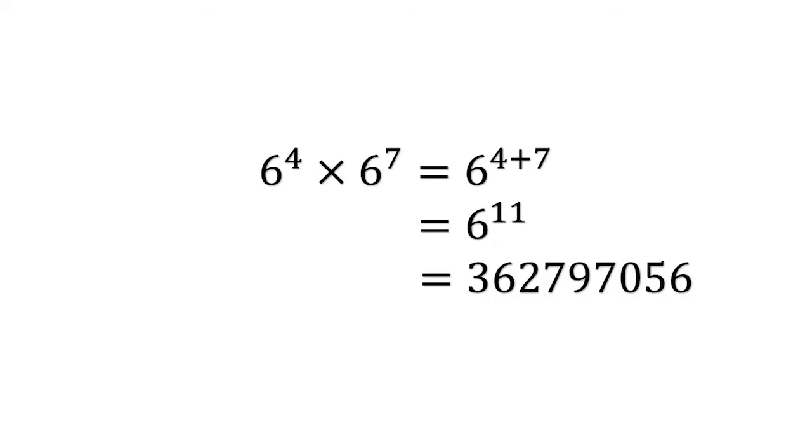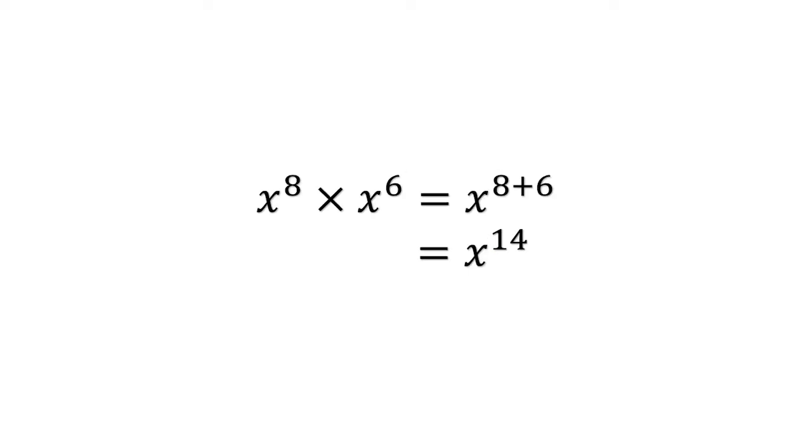If we have 6 to the power of 4 times 6 to the power of 7, first of all, let's check the bases are the same. So we can use law 1 and add the two indices together. We will get 6 to the power of 4 plus 7, which will be 6 to the power of 11. And working that out, we will get to a very big number, 362,797,056.